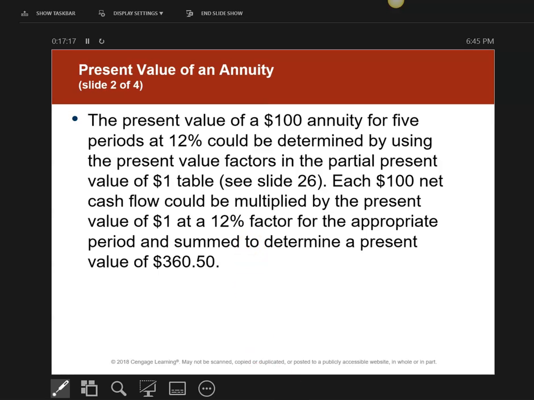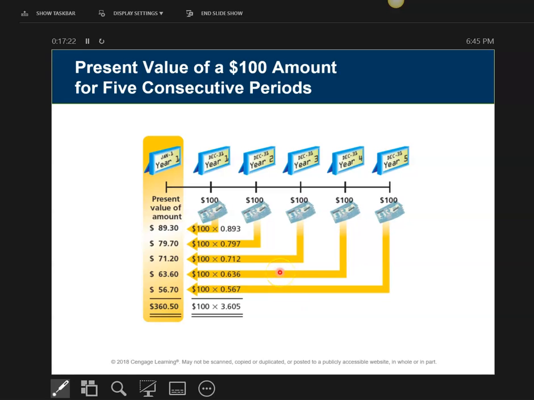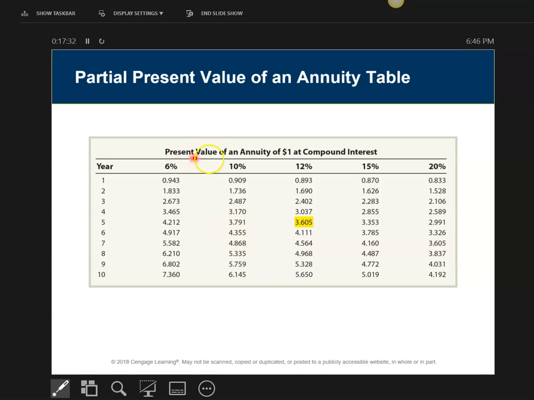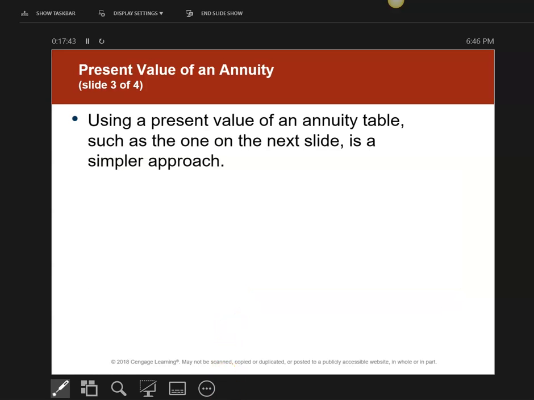So in reality, the $500 that I will get by the end of the 5th year, oh, hold on a second, I got to get to my table. Here's my $100 each year. So what's going to happen is, let's get to the chart, hold on. Here's my chart. This is called the present value of annuity. So this is when I have equal payments. 12%, 5 years, there's my multiplier. So let me go back, 3.605.